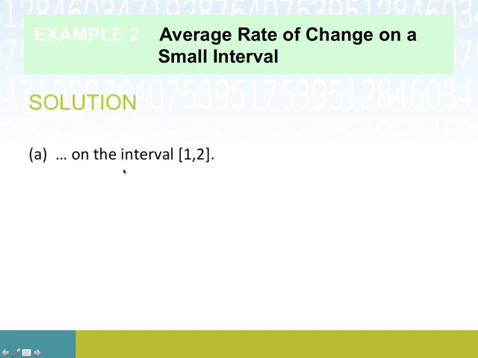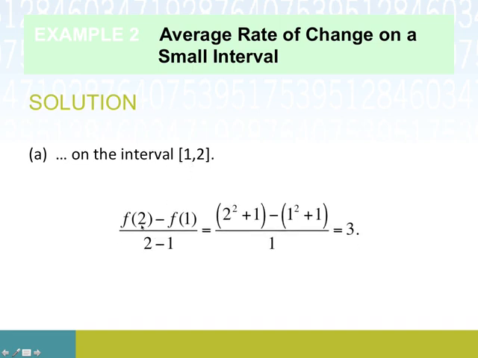So compute the average rate of change of x squared plus 1 on this interval. We're going to take our average rate of change formula again, plug in 2, plug in 1, and 2 squared plus 1, that's f of 2. And then plugging in 1 to our function. And finally simplifying that, I think we get, let's see, 5 minus 2 is 3. So 3 over 1 is 3. There's our average rate of change.